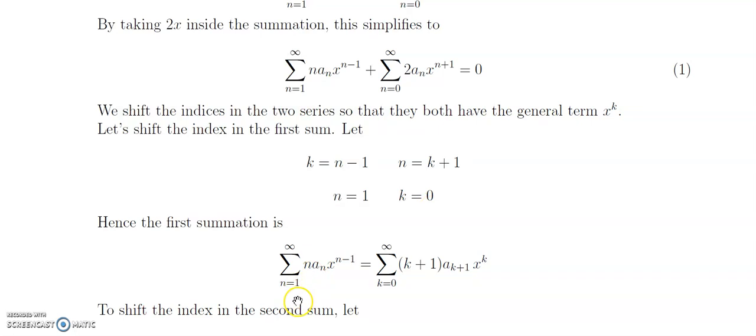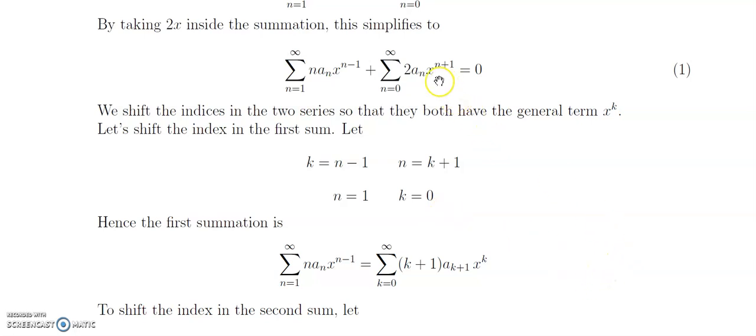So the first summation, which is the sum of n times a n times x to the n minus 1, with n from 1 to infinity, will be written in this form by using n equals k plus 1: the sum of k plus 1 times a sub k plus 1 times x to the power k, where k goes from 0 to infinity. It starts with k equals 0.